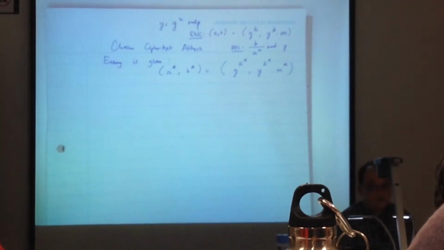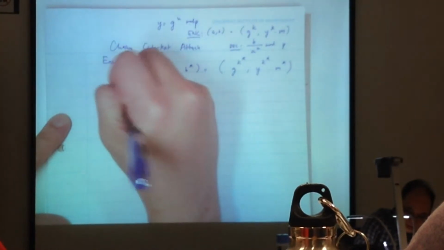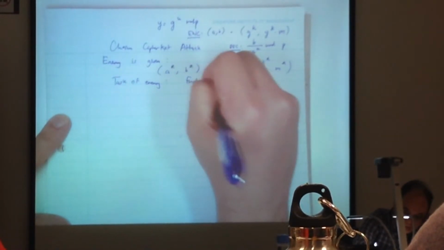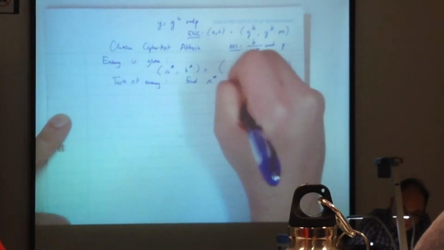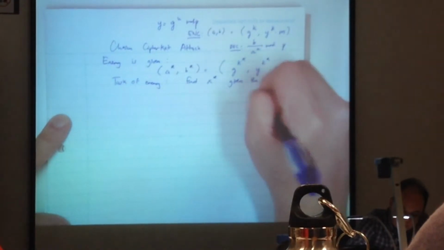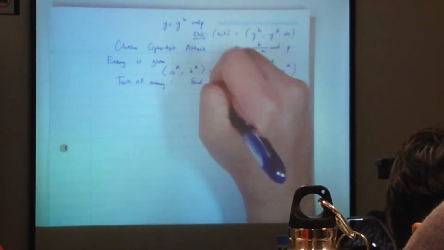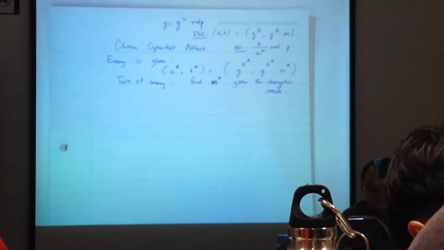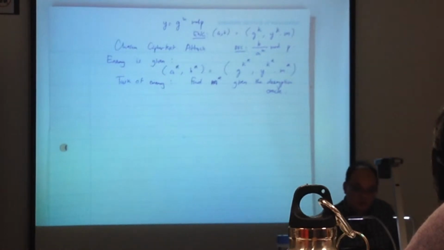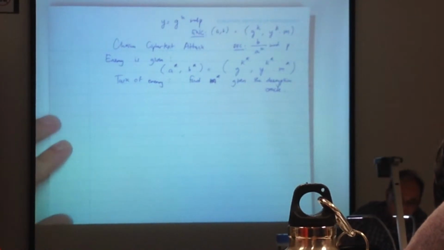Okay, so the enemy is given A star, B star, and the task of the enemy is to find M star, given the decryption oracle. So the enemy needs to find the message M star, but the enemy is given access to the decryption oracle. Remember what the decryption oracle is? It is a program to which the enemy can give any ciphertext except the ciphertext in question.